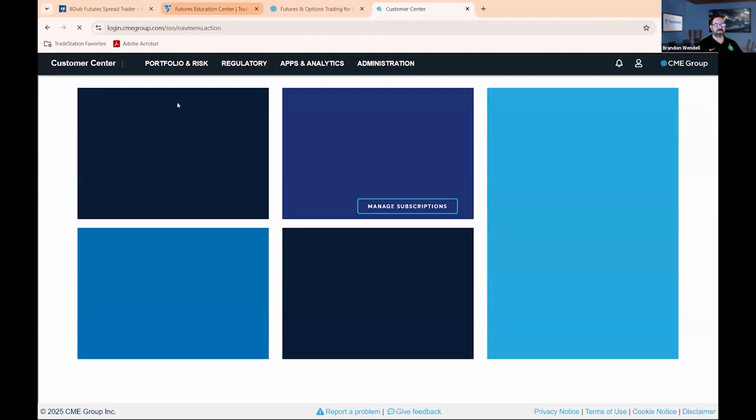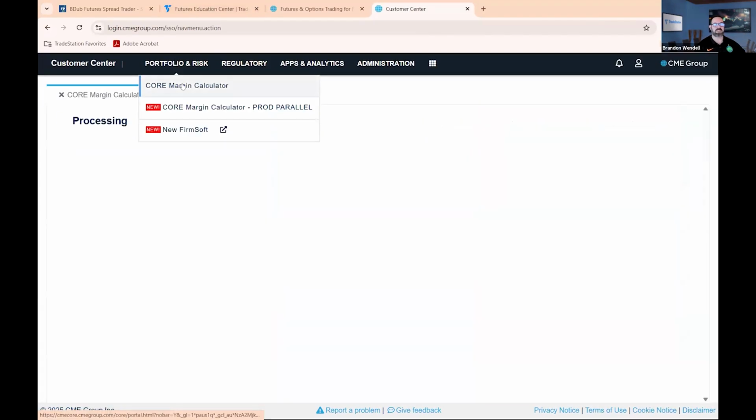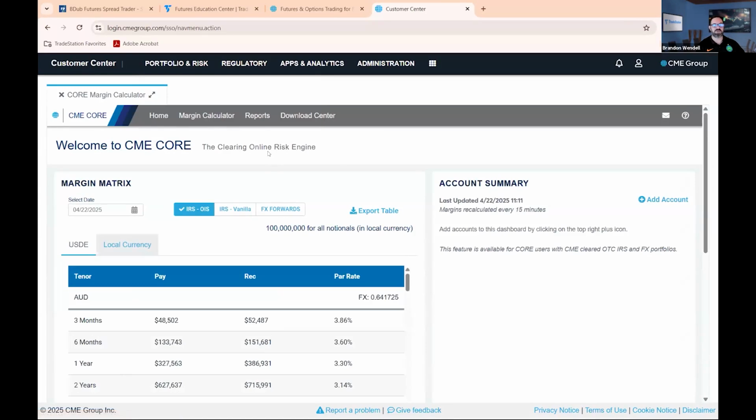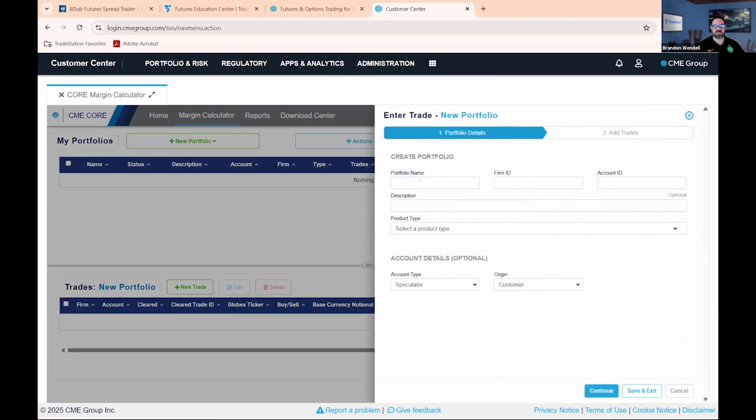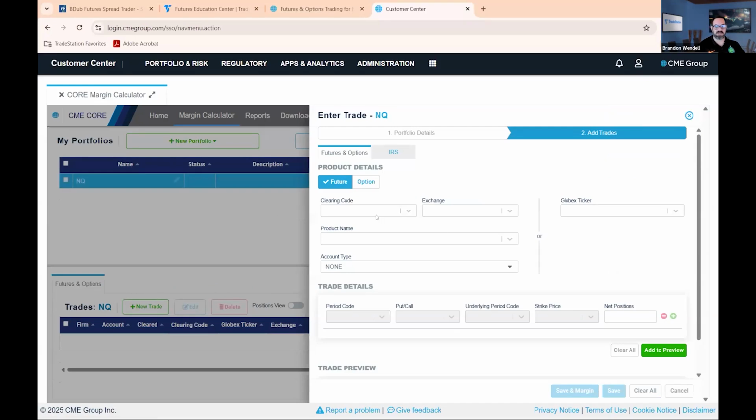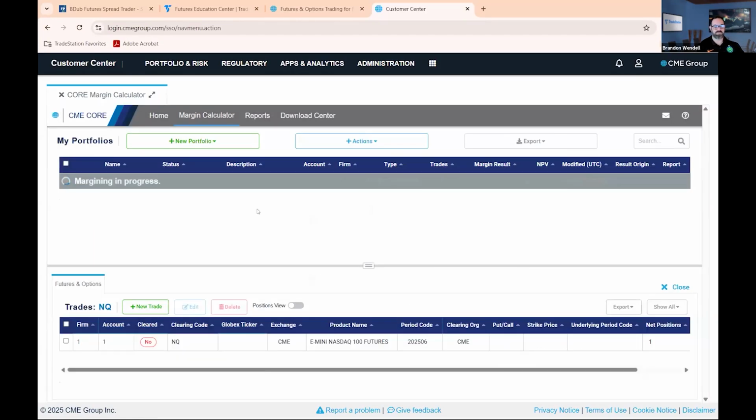And now I'm in. So if I go to portfolio and risk, margin calculator, this is how we calculate our margins. Again, I go margin calculator, futures and options. And if I want to trade the NASDAQ itself, that's pretty easy. I just go ahead and load up NQ. I have to put in a number here for the account ID and the firm ID. Just put in 1. And now I'm going to put in NQ, and we're going to trade the June contract, long 1, given margin, and it should show me the report in a moment.